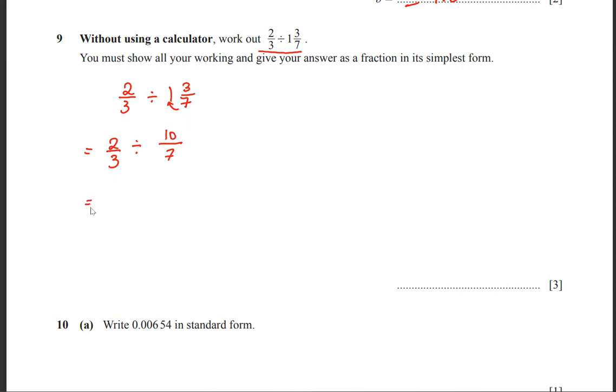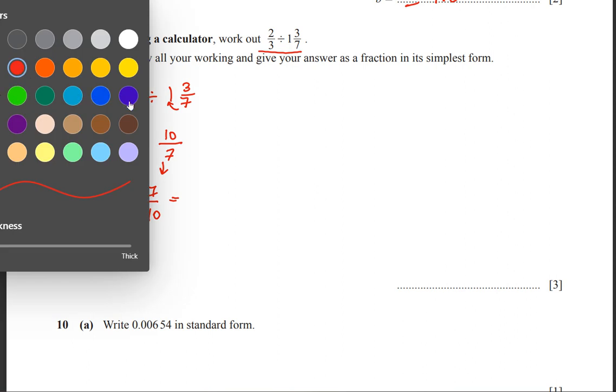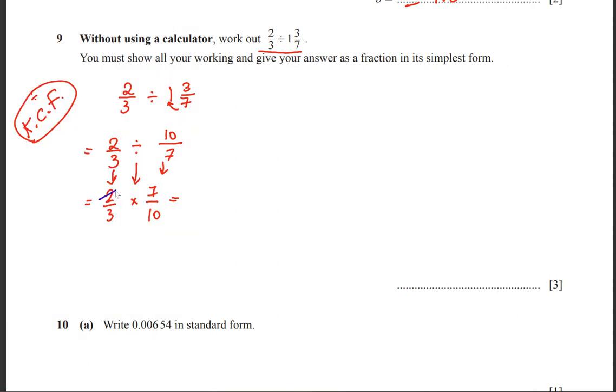Then we have here keep, change, flip. This is very important. Keep, change, flip. We use it only when we have divide. So keep 2 over 3. Change, it will be multiplication. Flip, it will be 7 over 10. Then multiply, or you can simplify first or multiply directly. I will simplify first. So divided by 2, 1, divided by 2, 5. So what I have here is 7 over 15.